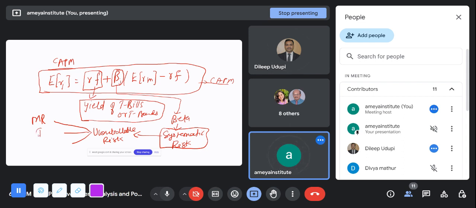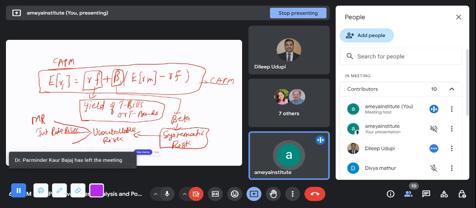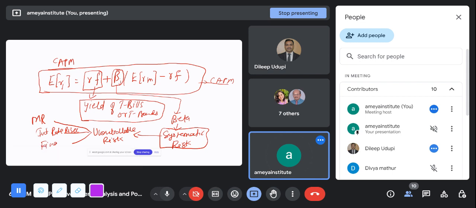Then interest rate risk. Once again, that is also uncontrollable. Then purchasing power risk. So all these things are considered which risk? Systematic risk, or we can say those are uncontrollable risks, right?